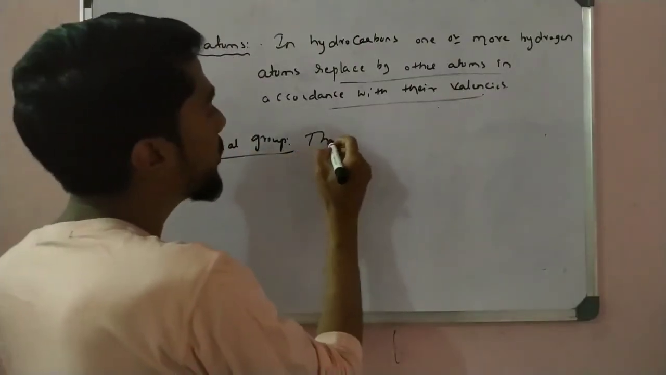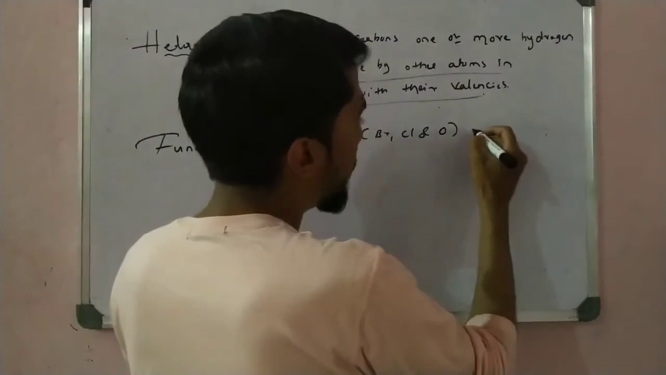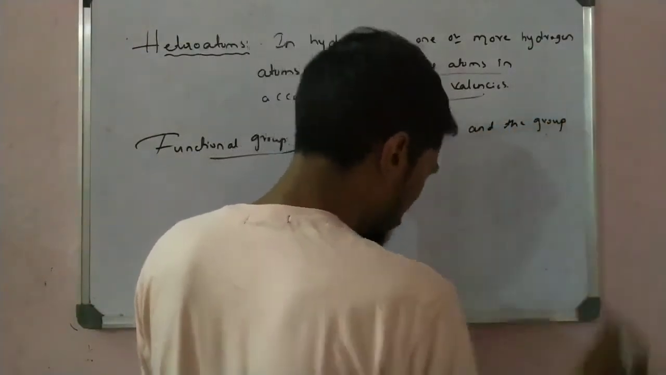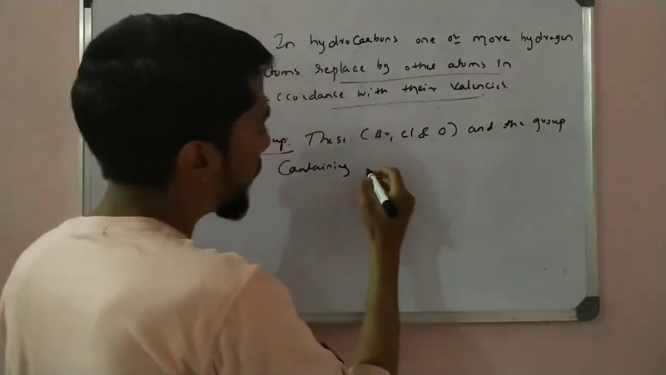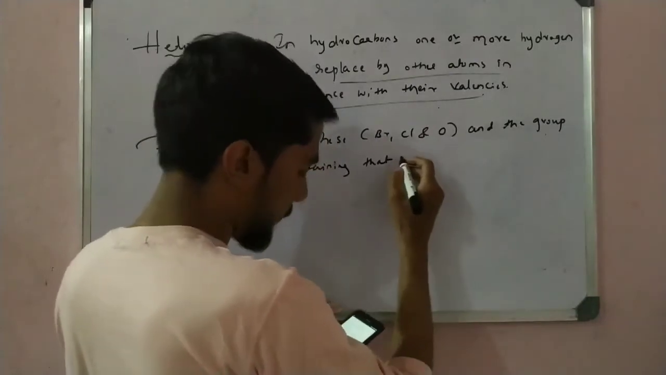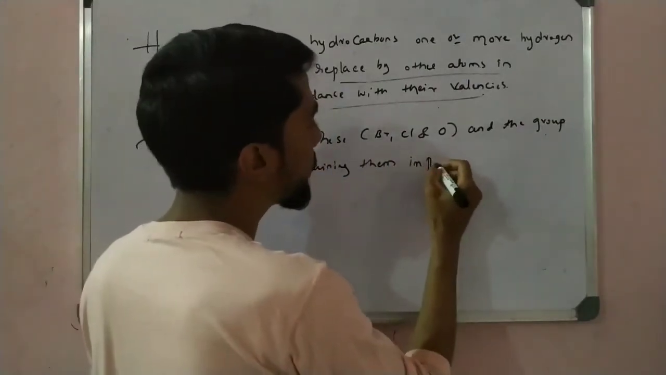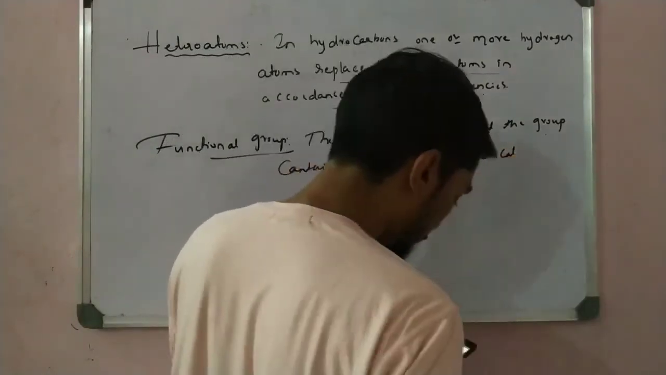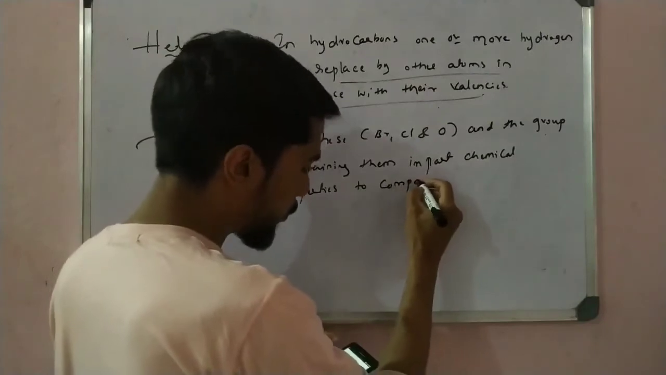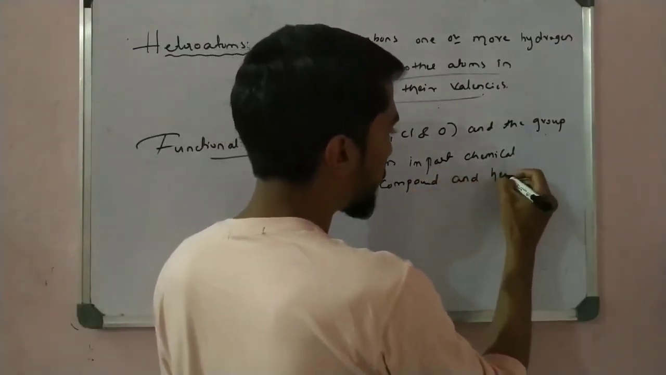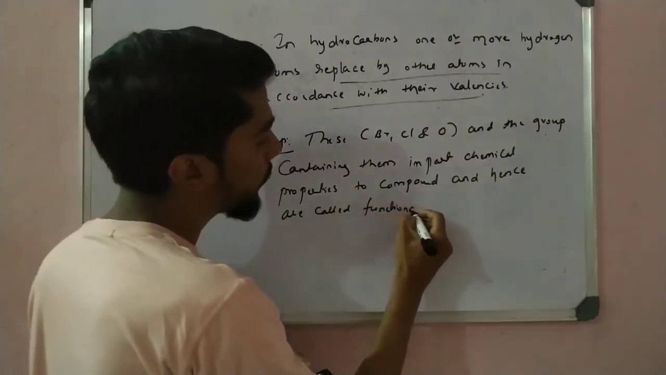The definition is: these heteroatoms, that means Br, Cl and oxygen, these heteroatoms and the groups containing them impart chemical properties to a compound, and hence are called functional groups.